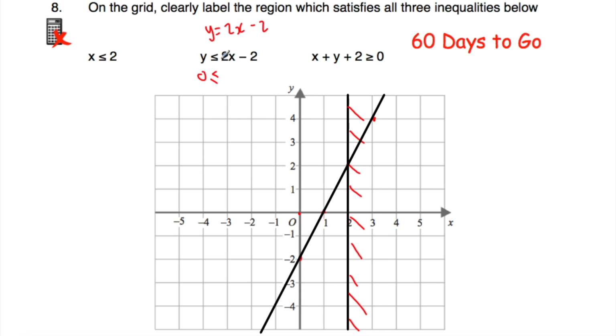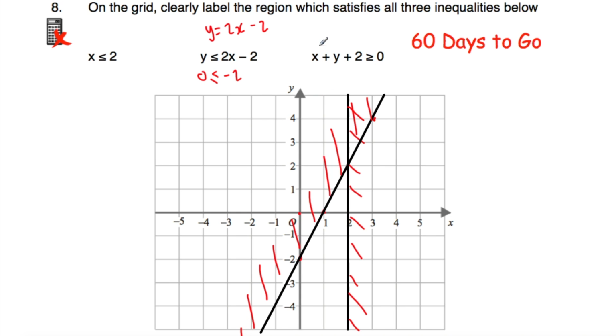So 0, and then 2 times x, now x is 0, 2 times 0 is 0, take away 2 would be -2. So is 0 less than or equal to -2? No, it's not. So that means that this is the side we're rejecting, this side doesn't work, and anything below the line works. So I'm just going to do these little lines just to remind myself that I'm rejecting above that line. So anything below the line works and anything above the line doesn't work.